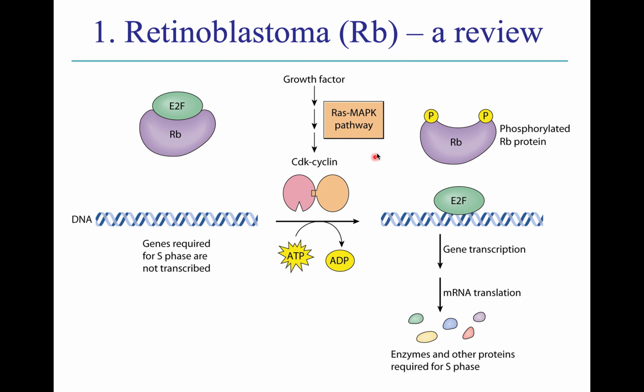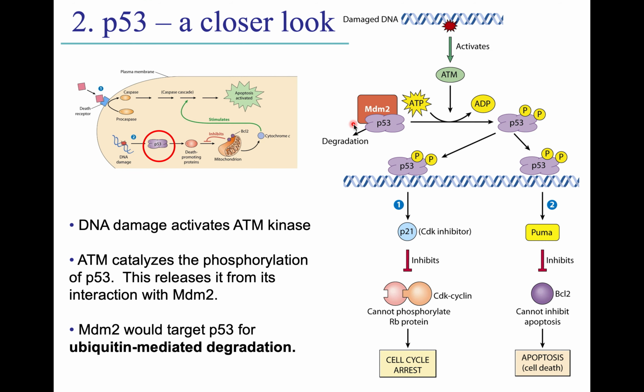And also, just to take this back to the previous chapter, remember, cyclin CDKs are commonly activated by that RAS pathway that we discussed. So I know we've seen that before, retinoblastoma.